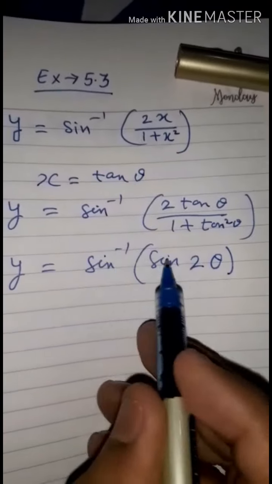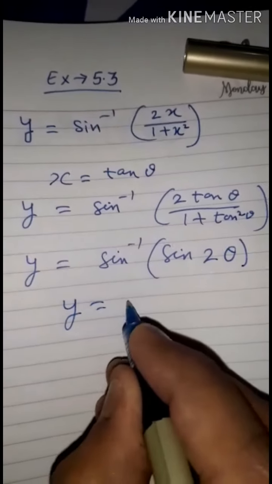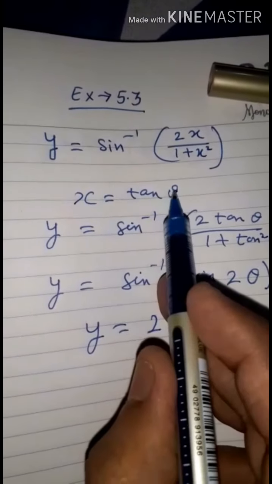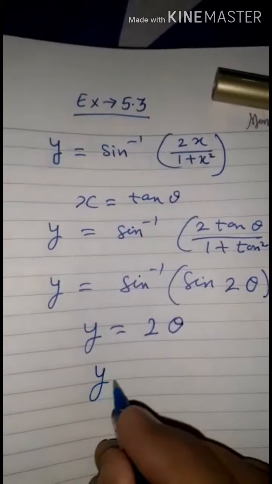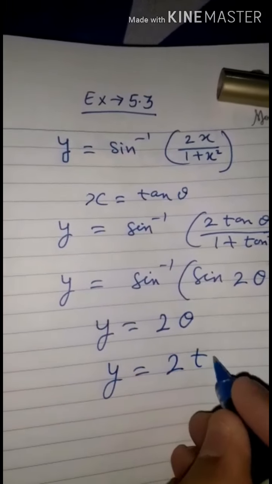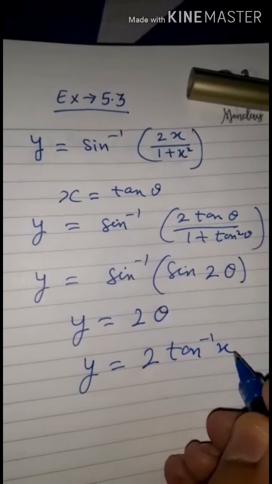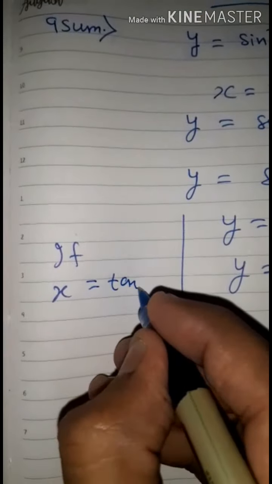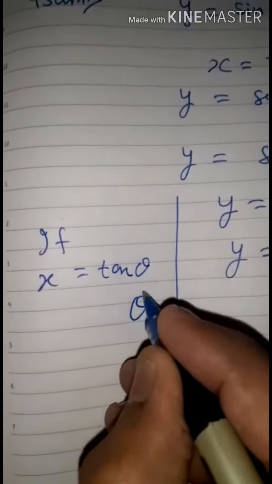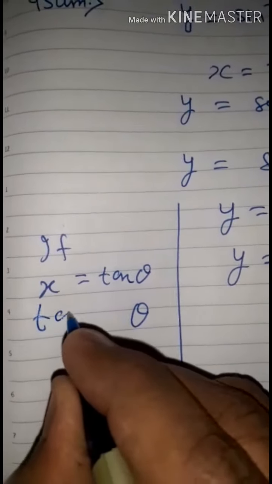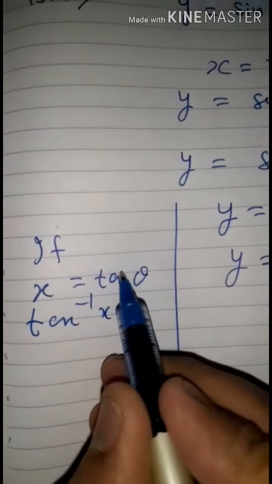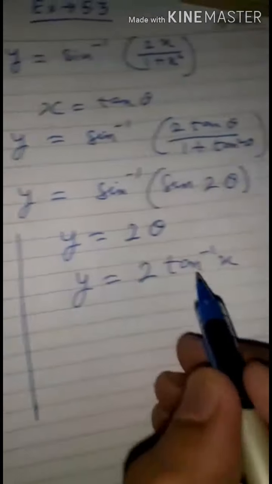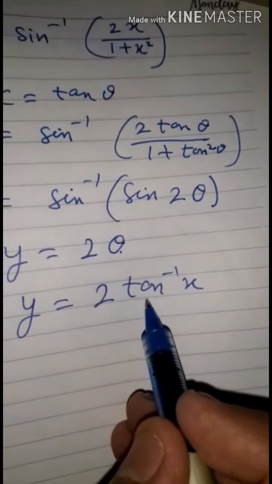So what we will get, y is equal to sin inverse sin of 2 theta. Now sin cuts with sin inverse, what will we be left with? We will be left with y equal to 2 theta. Now put the value of theta from here. y is equal to 2 tan inverse x. How will we get this value? See, x is equal to tan theta, then theta is equal to tan inverse x. On this side tan is there, here we will get tan inverse x, here theta. So put the value of theta as tan inverse x.